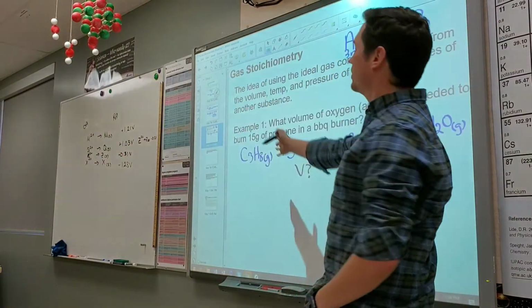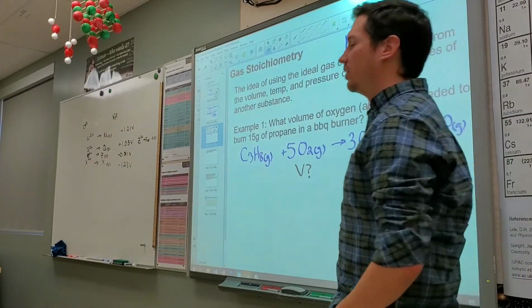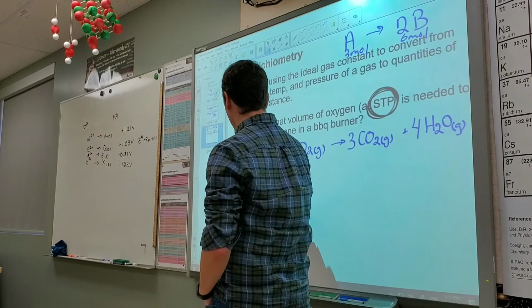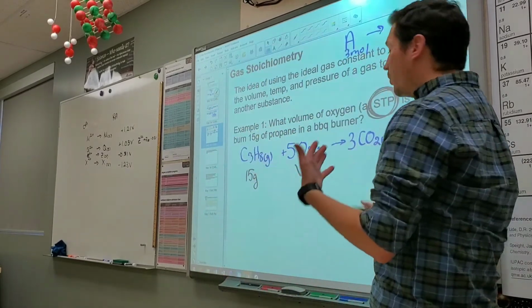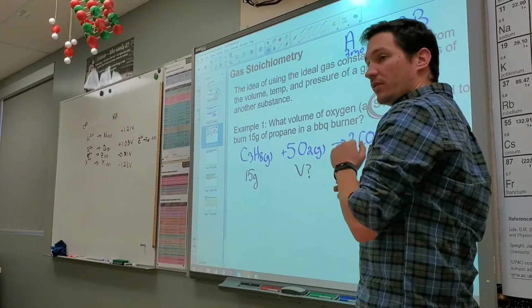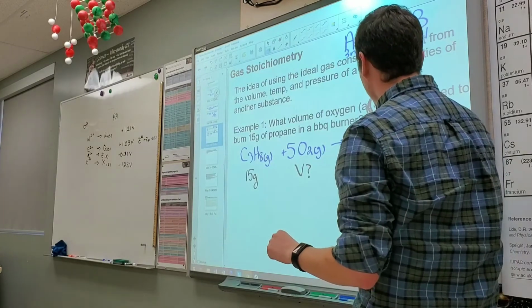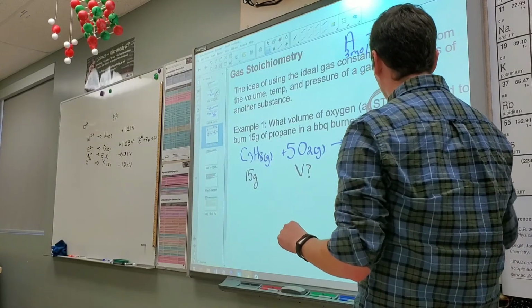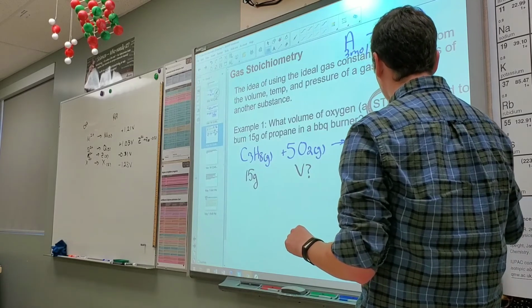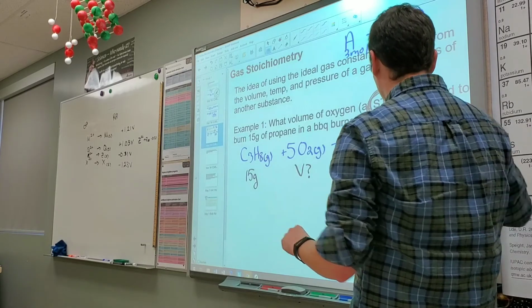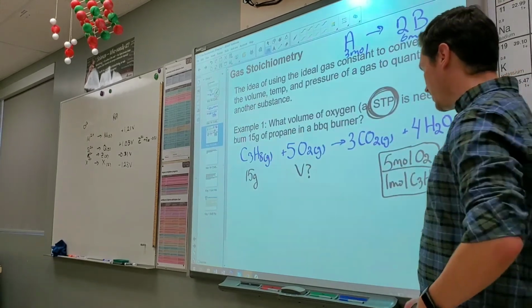What other piece of information do you see in here? 15 grams. Who does that belong to? Propane. So 15 grams of this stuff. Okay, let's think about this. I want my molar ratio. What's my molar ratio? So 5 moles of oxygen are used up for every 1 mole of propane. I'm just going to put that off to the side because we know we're going to need it eventually.